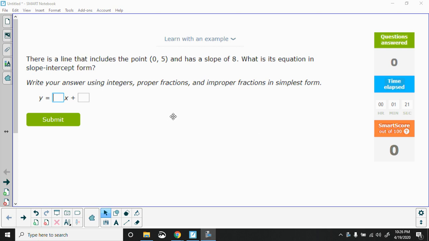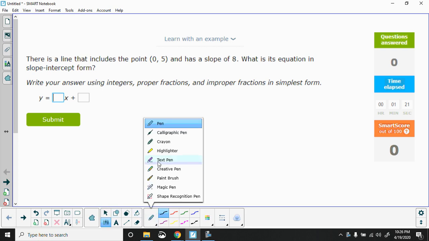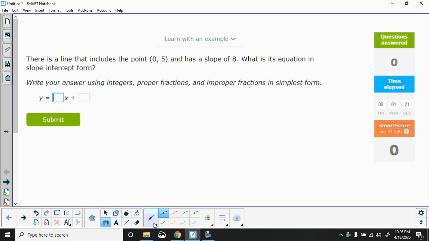Alright guys, we're going to go over parallel lines. Not parallel lines. We're creating lines from a slope and a point.